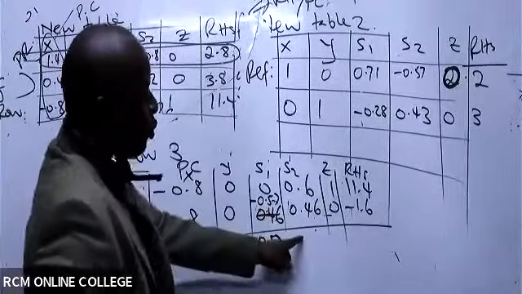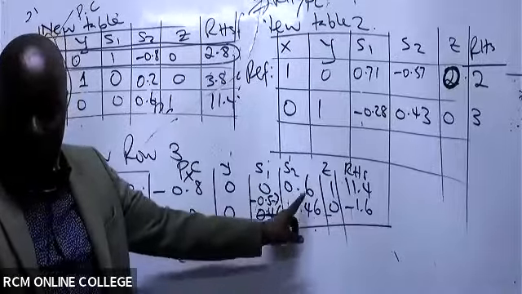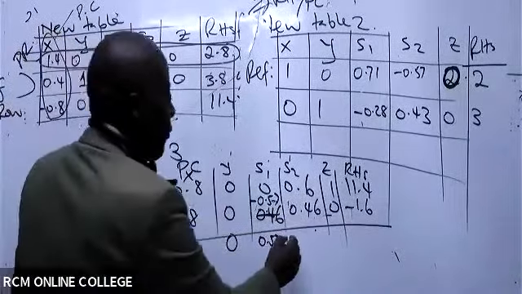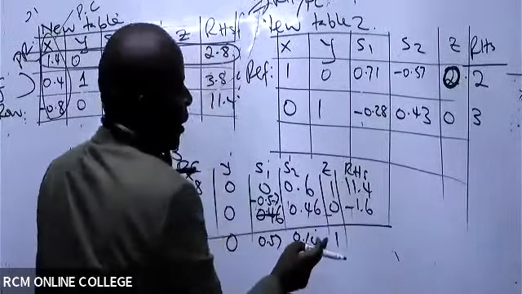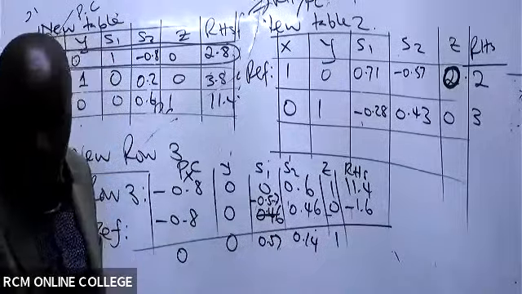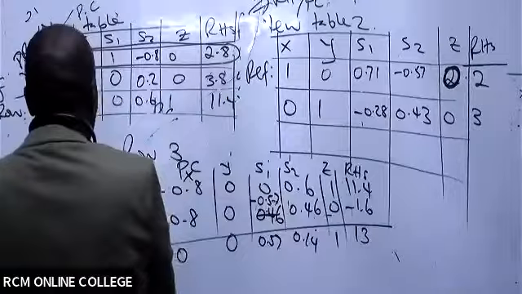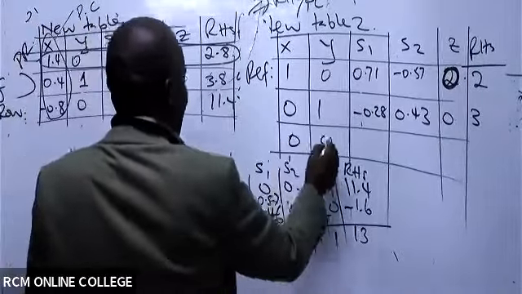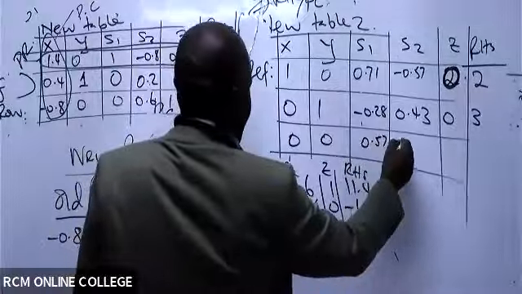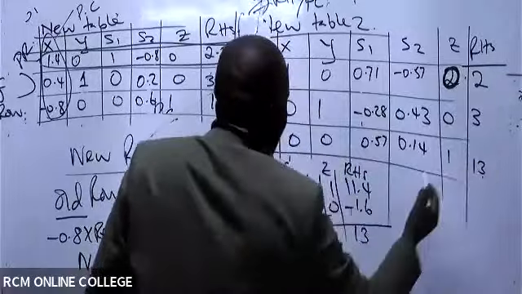How about this S2 figure? What do we have here for the S2 figure? 0.6 minus this 0.14, this is 1. Then 11.4 minus minus 1.6 gives 13. So then this is the new row 3. New row 3: we have here 0, 0, 0.57, 0.14, we have 1, and then we have 13, like that.